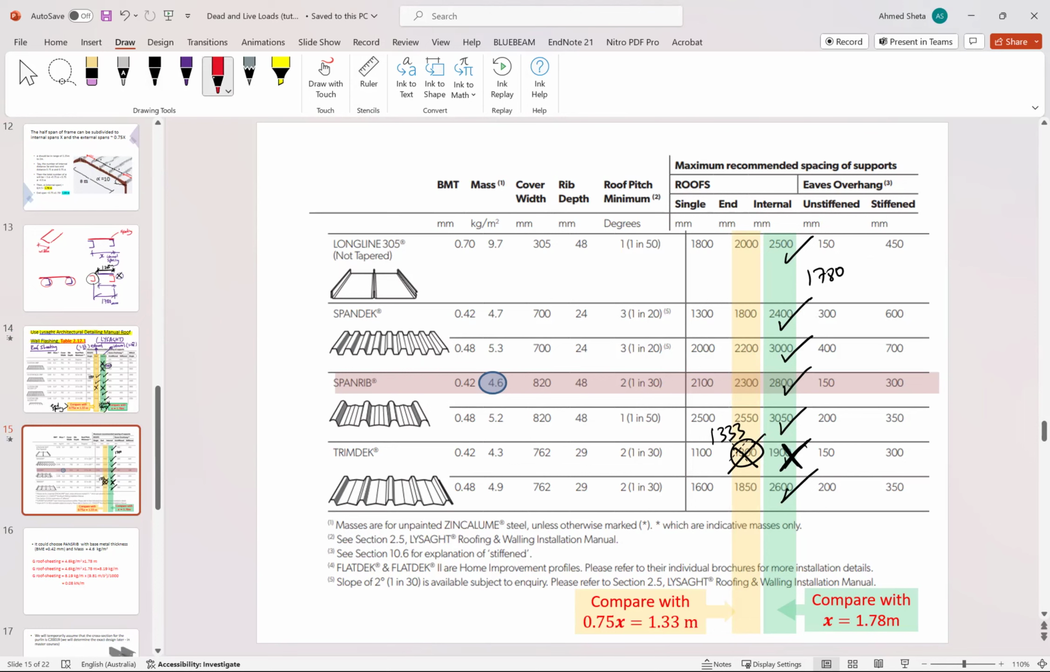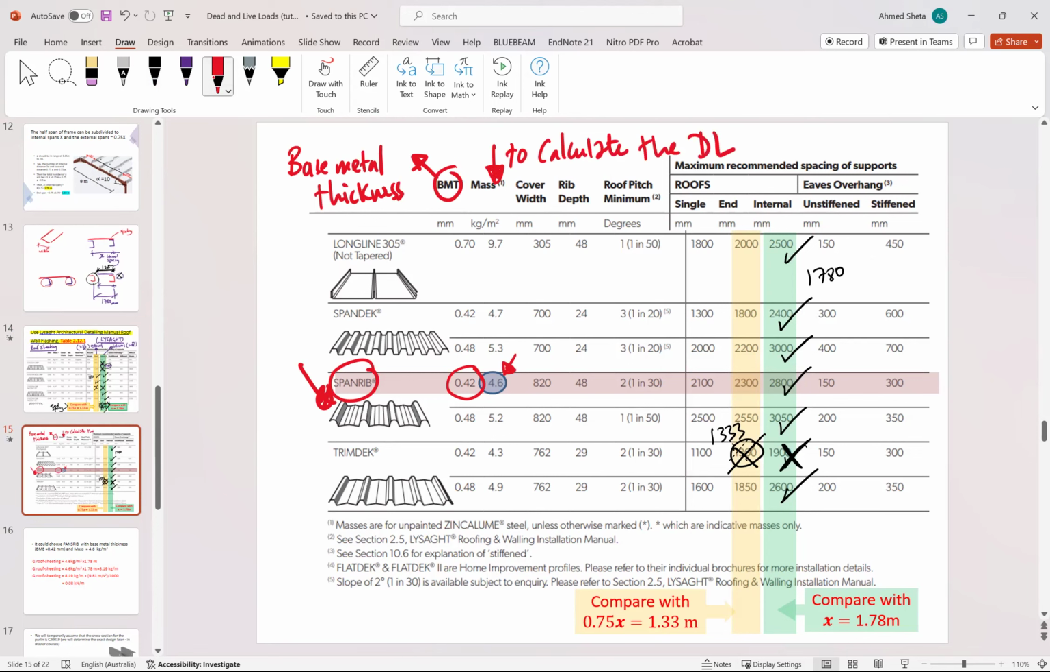So in this example, we select this span rib type. The thickness of this span rib type is 0.42. BMT is the thickness, an abbreviation of base metal thickness. What is the mass of this sheeting? 4.6, because we need the mass to calculate the dead load on Berlin.